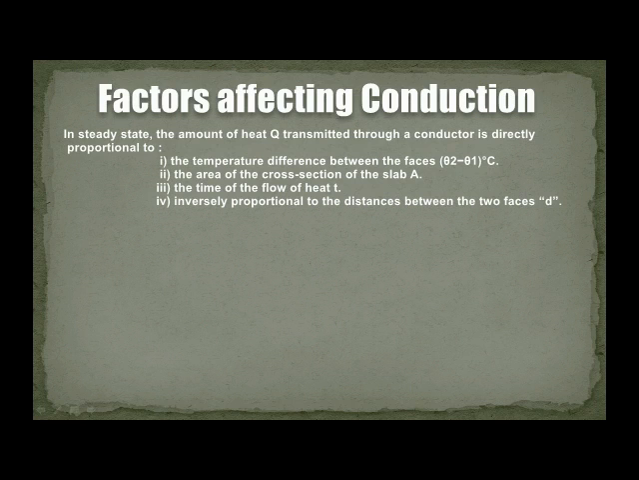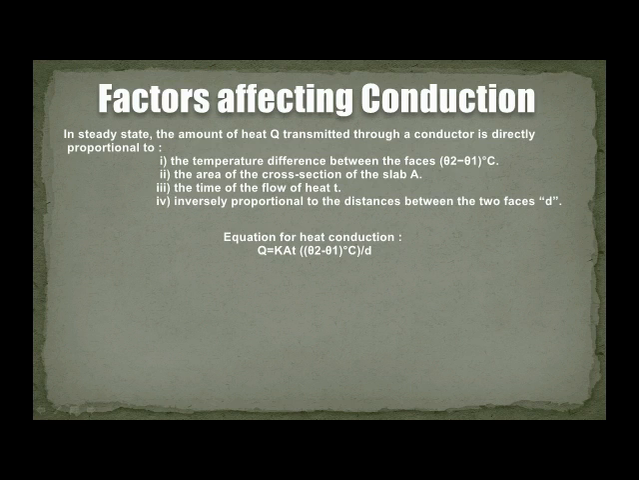So what are the factors that affect the conduction process? In a steady state, the amount of heat Q transmitted through a conductor is directly proportional to the temperature difference, the area of cross section of the rod, and the time for which the heat flows, and is inversely proportional to the distance between the two faces of the rod. These are the factors which govern the equation. So the governing equation for heat transfer can be given as Q = K A t (θ2 − θ1) °C / d.